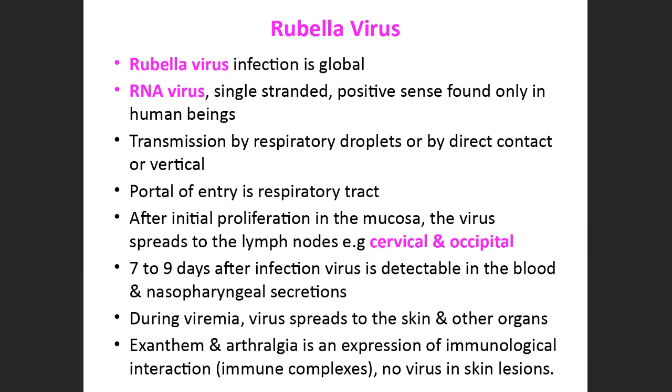The virus proliferates and spreads to the lymph nodes, like the cervical and occipital lymph nodes. After a week of infection, the virus is detectable in the blood and also in the nasopharyngeal secretions. In this period, the virus spreads to the skin and other organs. Exanthem, I mean rash, and arthralgia are an expression of immunological interaction, that is, immune complexes. No virus is seen in the skin lesions of this infection.